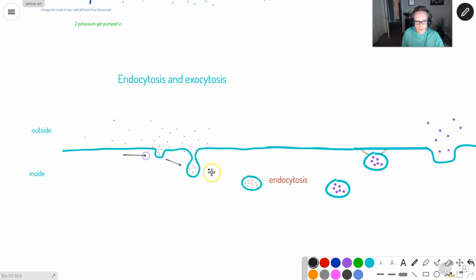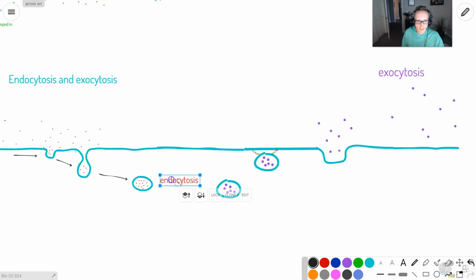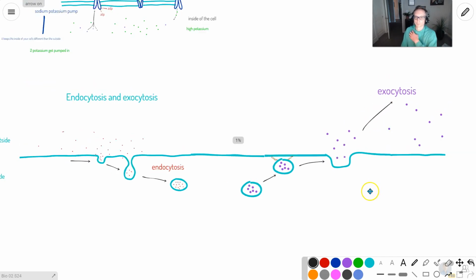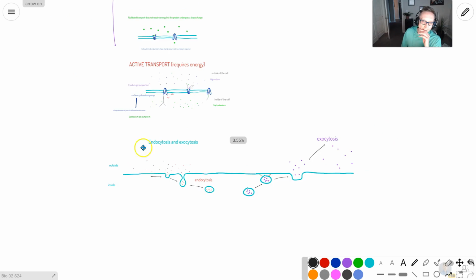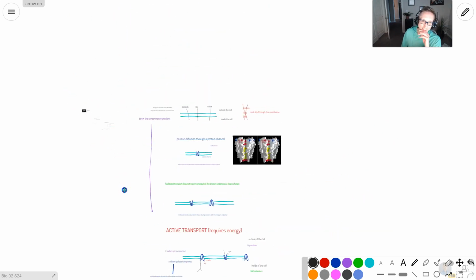Go from that to that to that. This is endocytosis, and then this to this to this, and this is, actually I'll kind of do it like this. This is exocytosis. Boom. Great. All right, last but not least, tonicity.